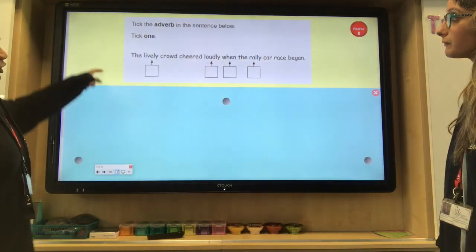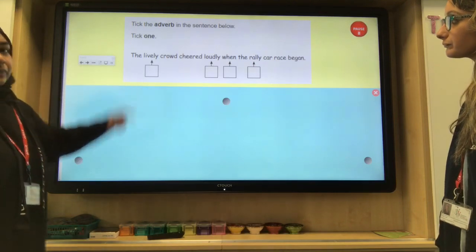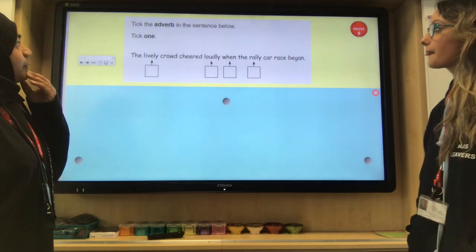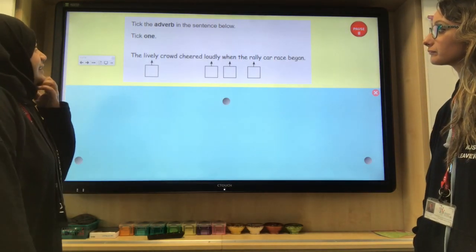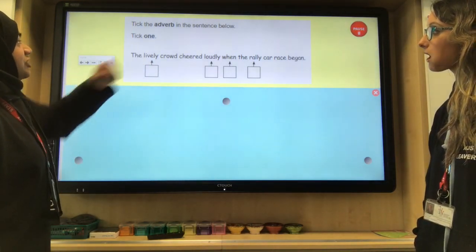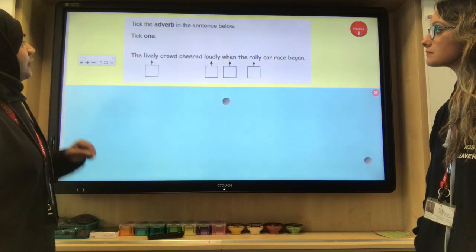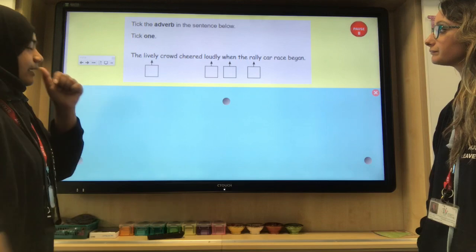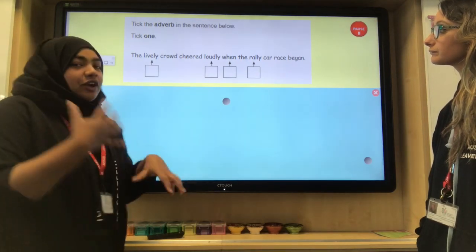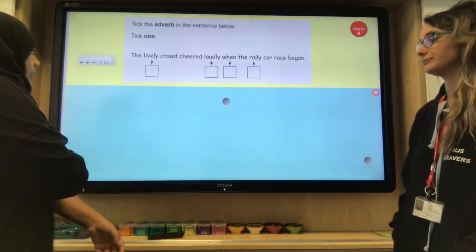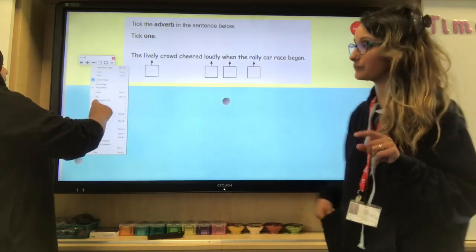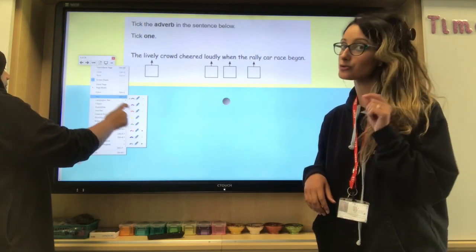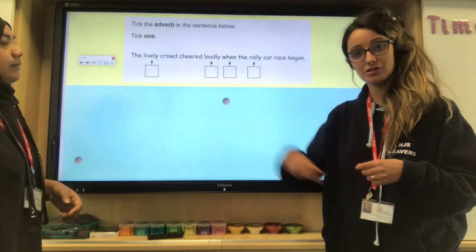So here we have 2 past tense questions. I've got one here, I'm going to read it to you. It says the following. Tick the adverb, so it's just one, in the sentence below. Tick 1. The lively crowd cheered loudly when the rally car race began. Now this is an interesting question because they've tried to trick you here. How have they tried to trick you, Mrs. Gale? Well, if you remember earlier, Miss Mia's tip was that some adverbs of manner end in ly. She said not all, and this is why, because they try and trick you.